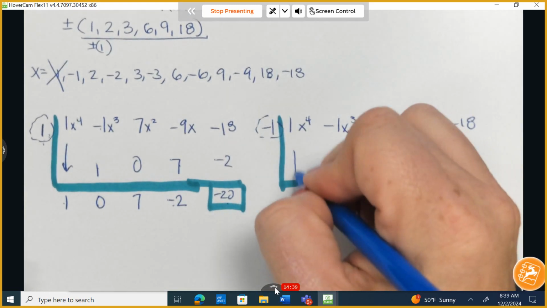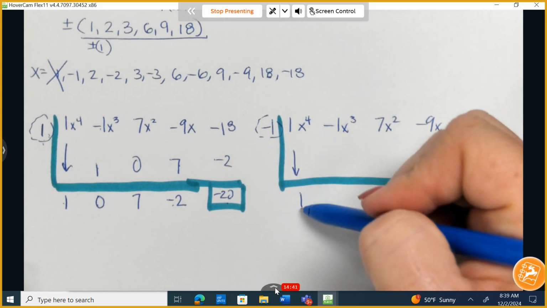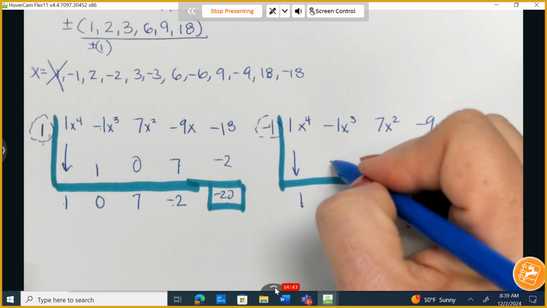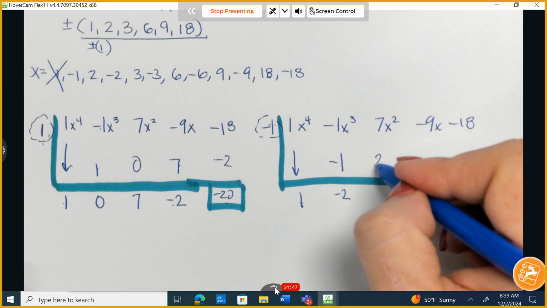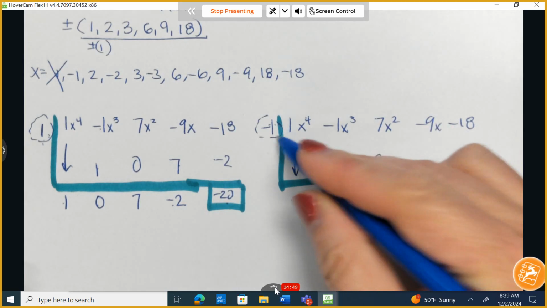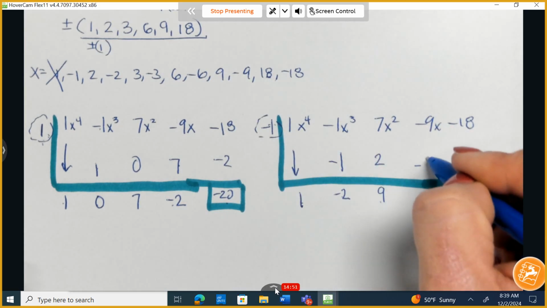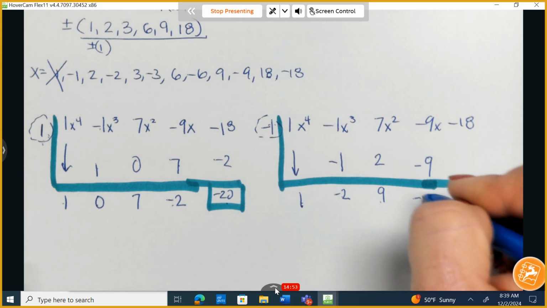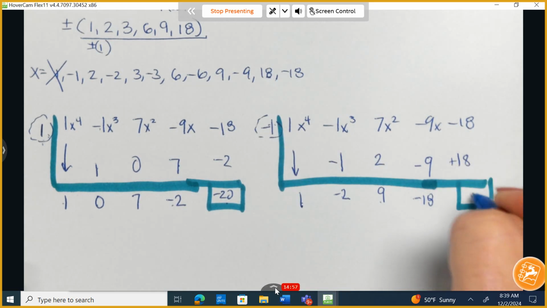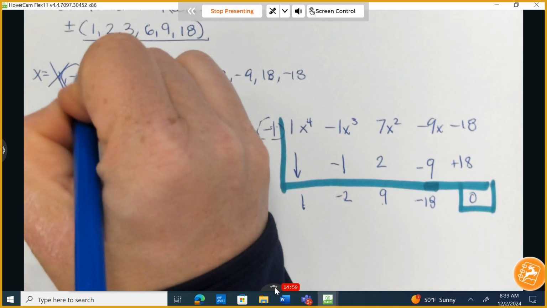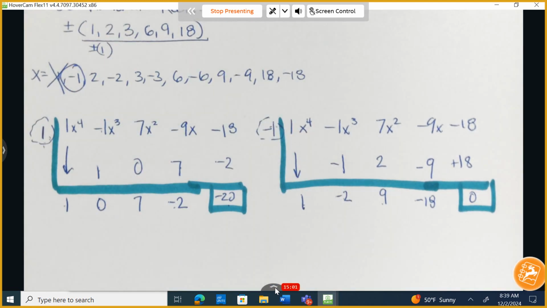Now I'm going to test negative 1. I drop down the first number and then I multiply to get negative 1, add down to get negative 2. Multiply to get 2, add down to get 9. Multiply to get negative 9, add down to get negative 18. Multiply to get positive 18, add down to get 0. I'm going to stop and wait.